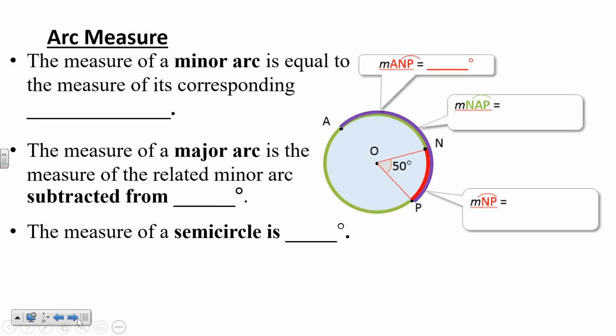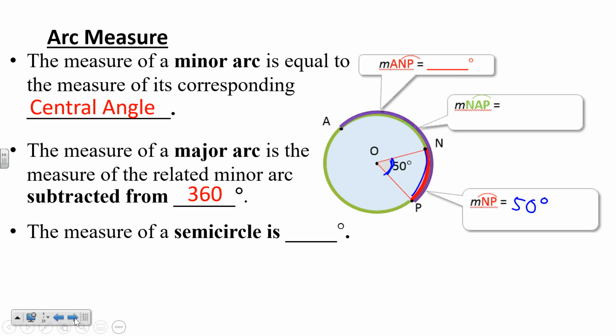So a couple of the vocab things. The measure of a minor arc is equal to the measure of its corresponding central angle. And so that's what I was talking about earlier, where this central angle right here is 50 degrees. So the arc NP is measured as 50 degrees. The measure of a major arc is the measure of the related minor arc subtracted from 360.